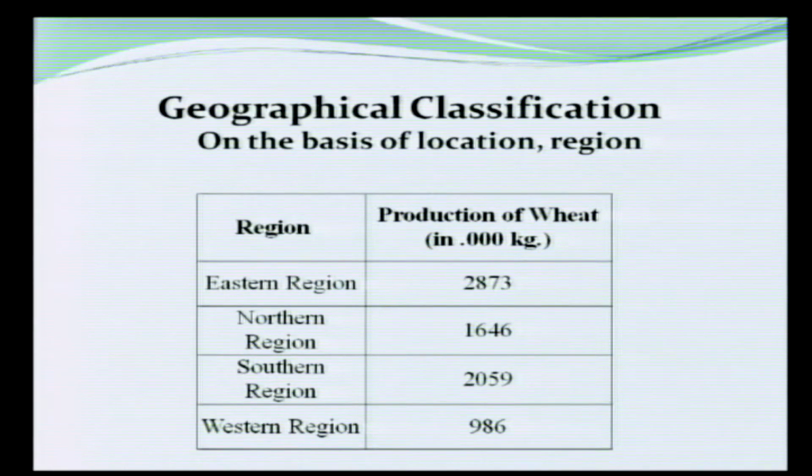You have to keep in mind that while classifying the data on the basis of geographical location or region, the names of regions can be kept in alphabetical order, or one more aspect can be used for classifying geographically, that is the magnitude of the commodity.